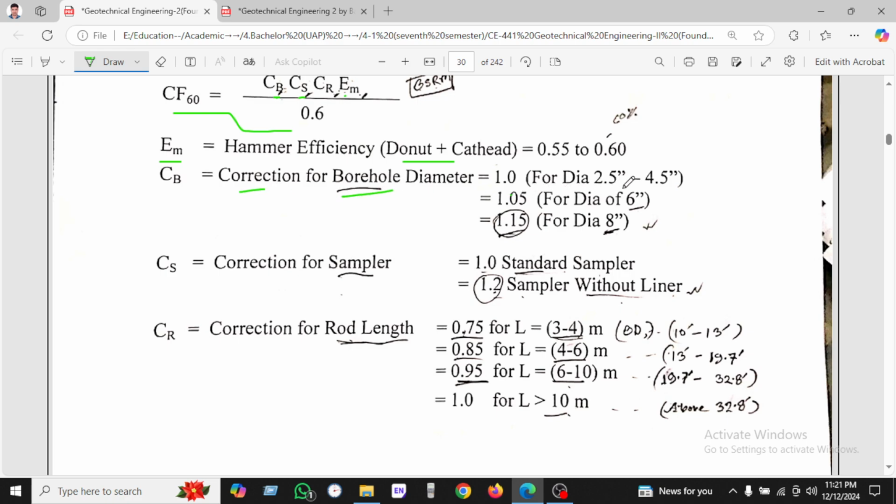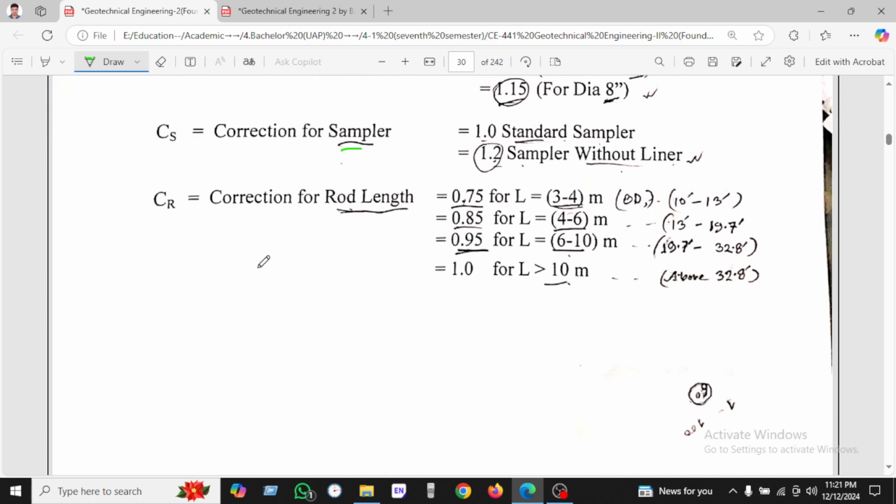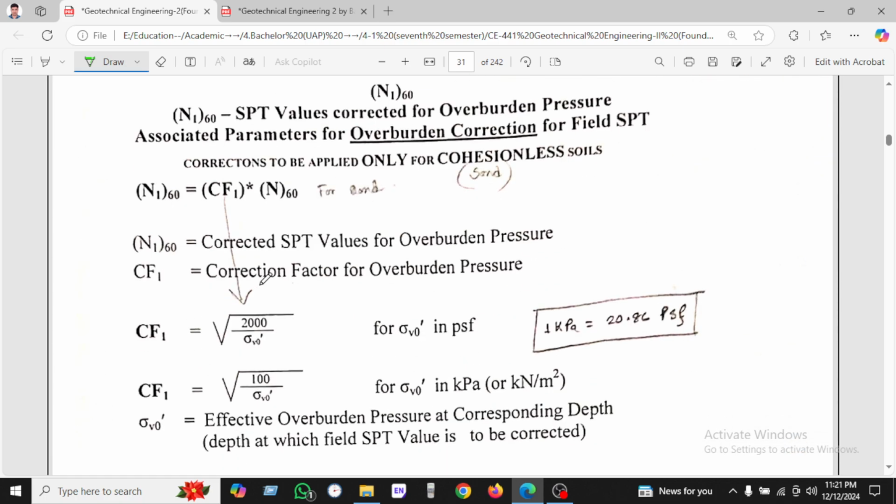CB is 1 for a diameter of 2.5 to 4.5 inches, 1.05 for a diameter of 6 inches, and 1.15 for a diameter of 8 inches. CS is the sampler correction, 1 for a standard sampler and 1.2 for a sampler without liner. CR is for rod length: 0.7 for length 3 to 4 feet, 0.85 for 4 to 6 feet, 0.90 for 6 to 7 feet, and 1 for length greater than 10 feet.